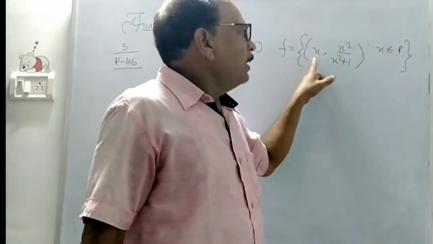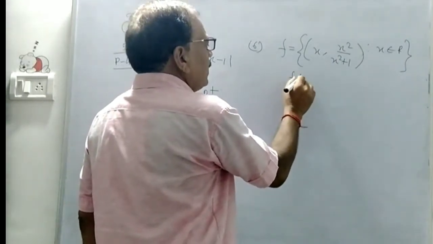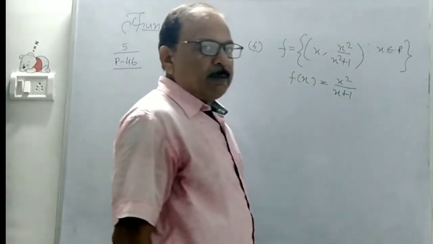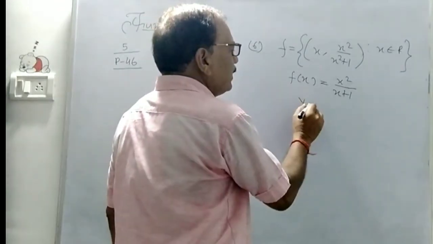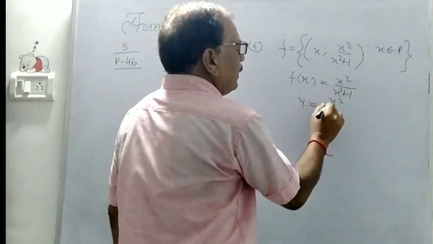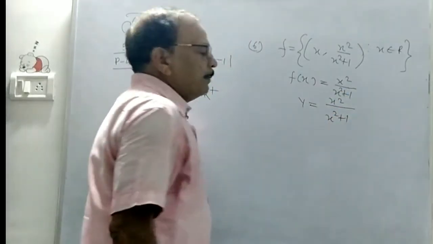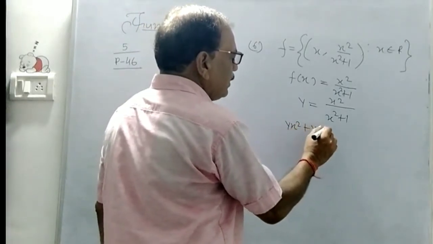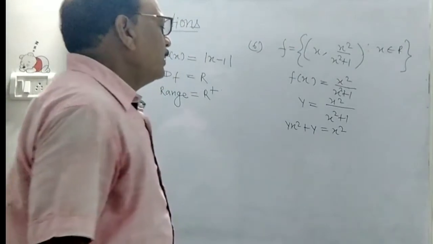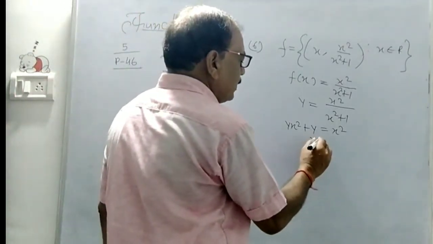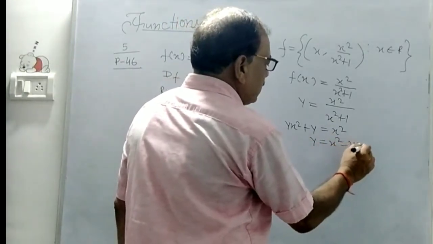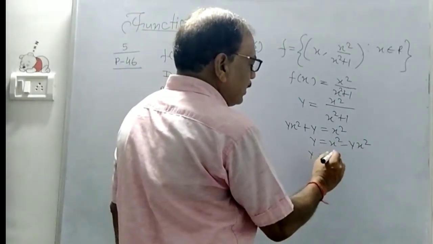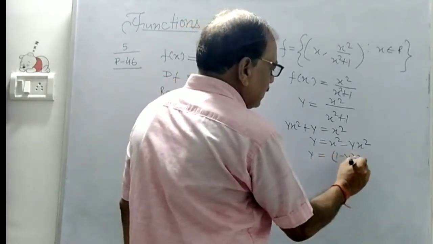यहाँ x देखिए डोमेन हो गया. fx हमारा इसमें दिया हुआ है x स्क्वायर प्लस 1. हमें रेंज फाइंड आउट करना है. fx के स्थान पर y लिखते हैं, और ये हो गया x स्क्वायर प्लस 1. हम x के फॉर्म में चेंज करते हैं इसको. ये हो गया हमारा y x स्क्वायर प्लस y इक्वल टू x स्क्वायर. ठीक, हम x के फॉर्म में चेंज करते हैं. यहाँ हमारा हो गया y x स्क्वायर माइनस x स्क्वायर. टेक द x स्क्वायर इज कॉमन. यहाँ हमारा हो गया y इक्वल टू 1 माइनस y x स्क्वायर.